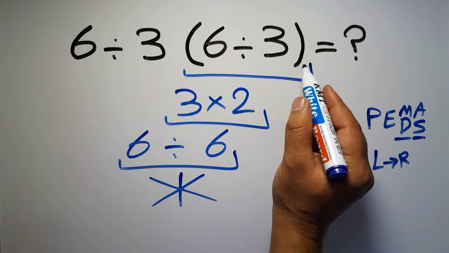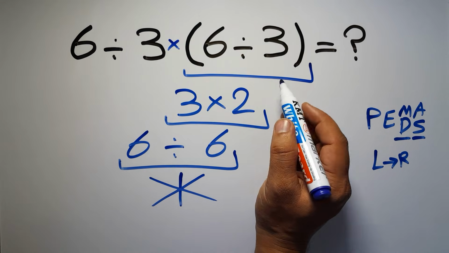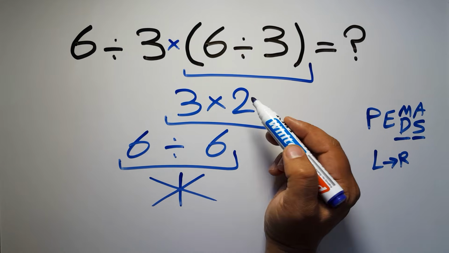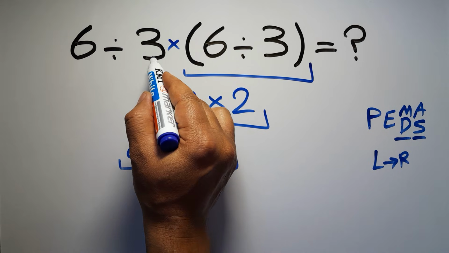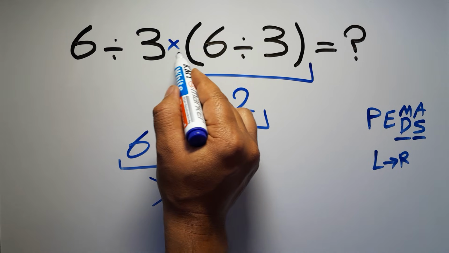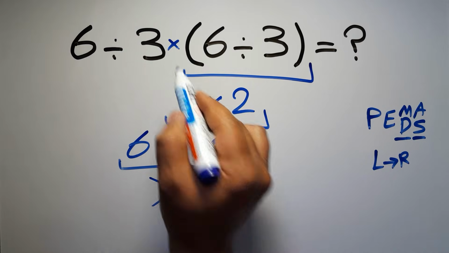In this expression, we have one division, one multiplication, and one parenthesis. Inside this parenthesis, we have one division. Here we have a multiplication, because in mathematics, when a number is placed next to parentheses, it means multiplication, and we usually don't write the multiplication sign for brevity.